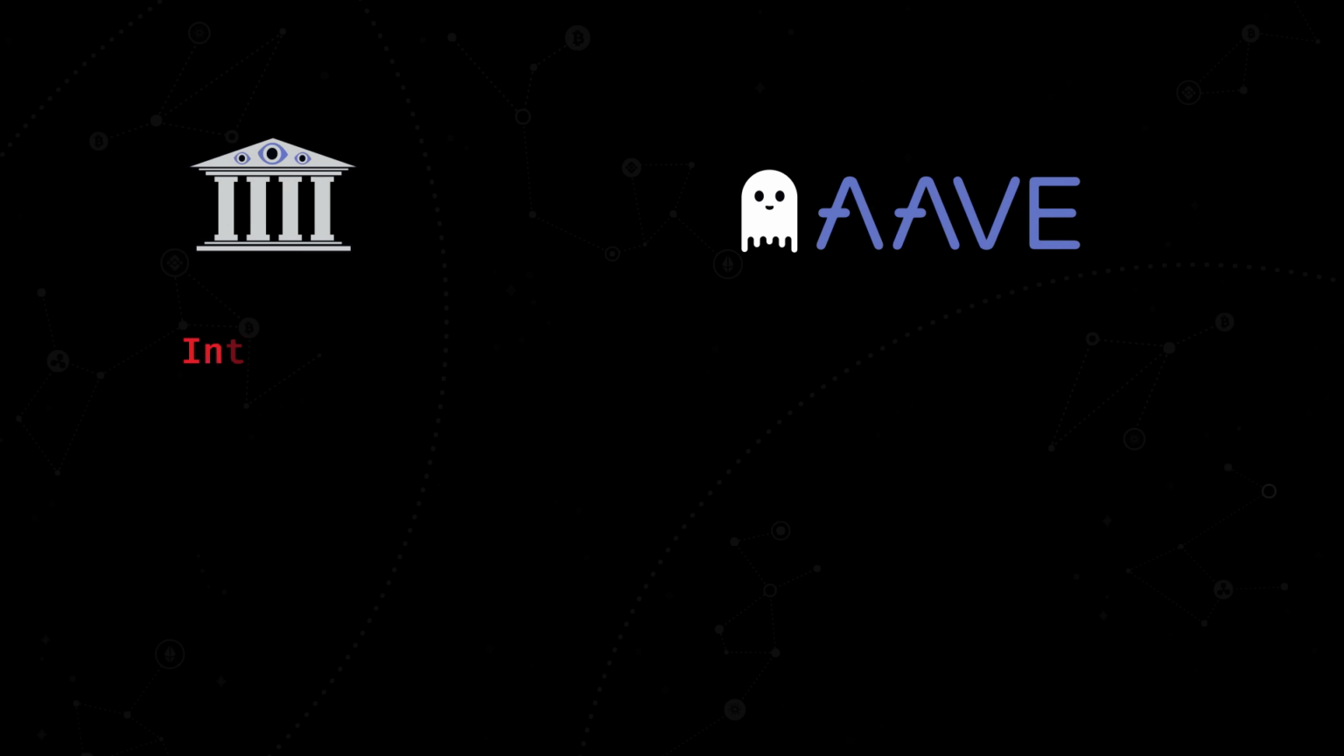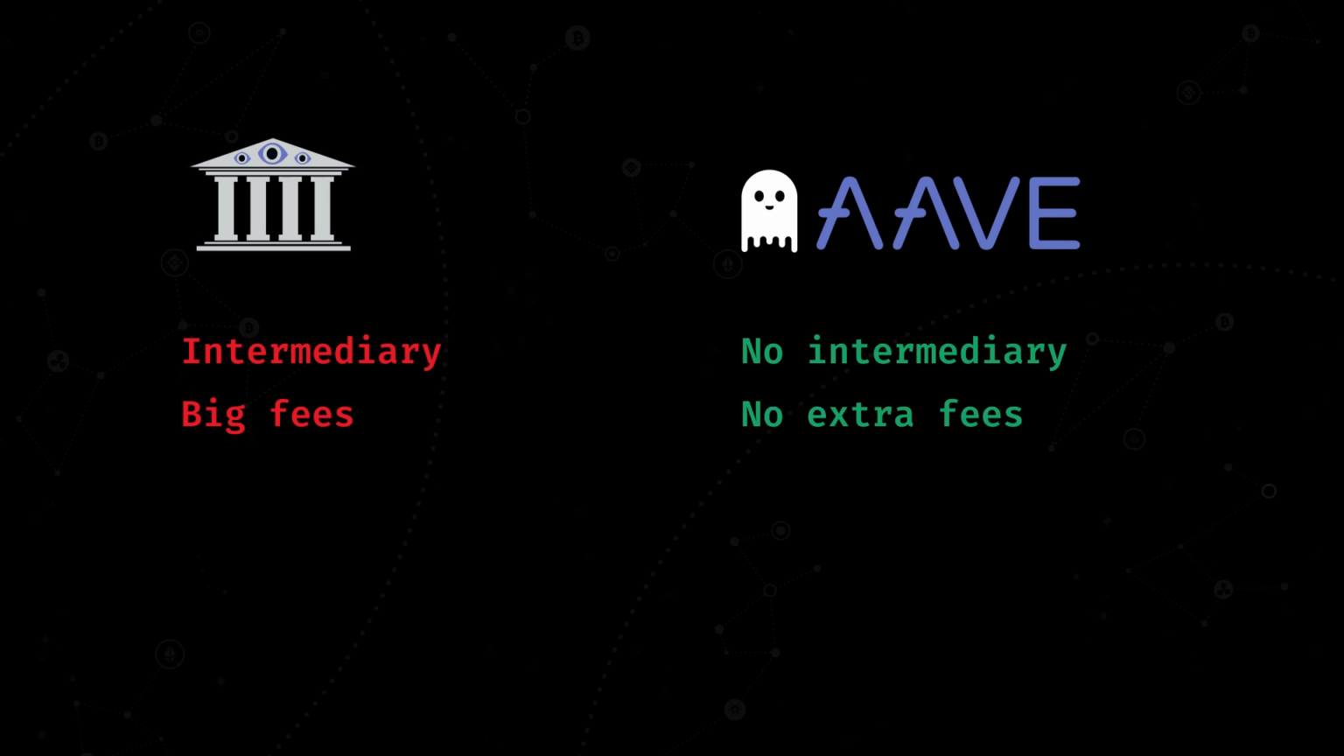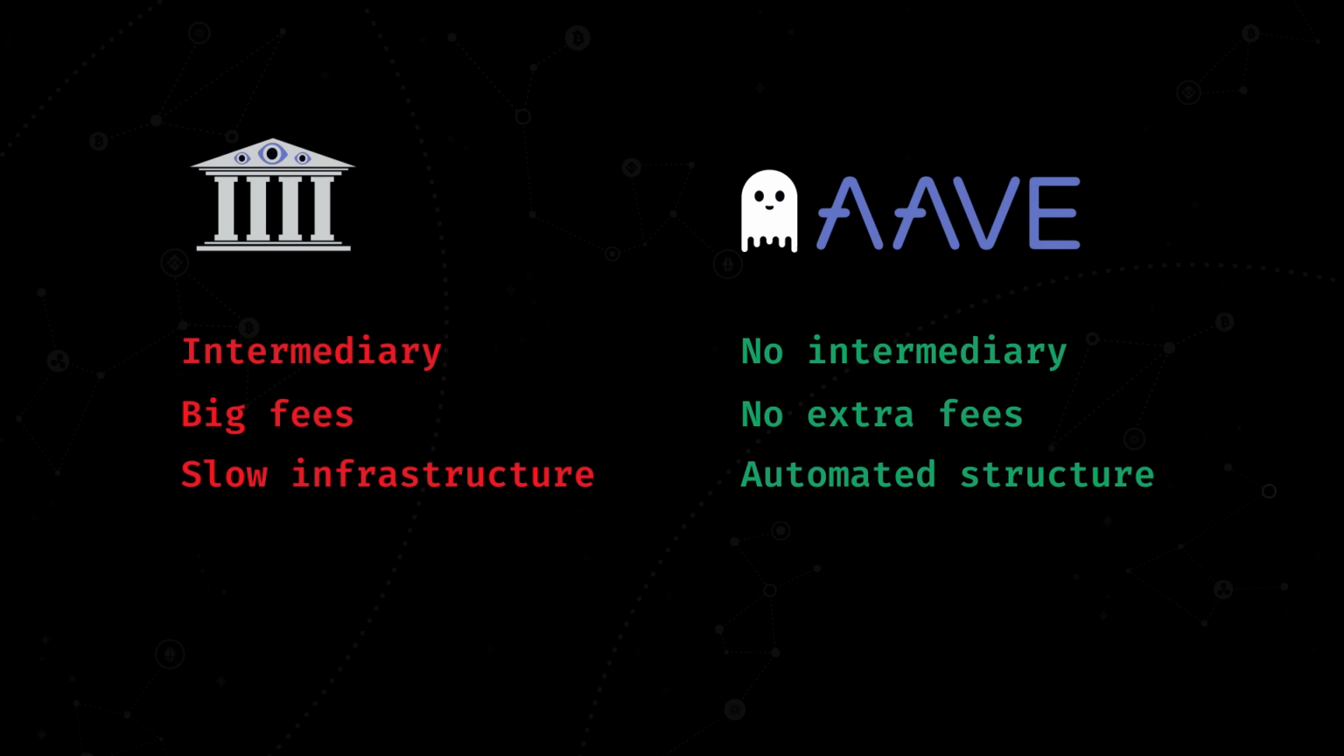Banks act as intermediaries between borrowers and depositors, while on Aave, users rely on liquidity pools from which they can directly use each other's assets. Unlike banks, which charge commissions for their services, with Aave, you don't have to pay any extra fees. As opposed to the complicated and slow infrastructure of a bank, Aave has an automated structure that is available 24/7. Here, you won't have to go through KYC procedures and share your personal data.